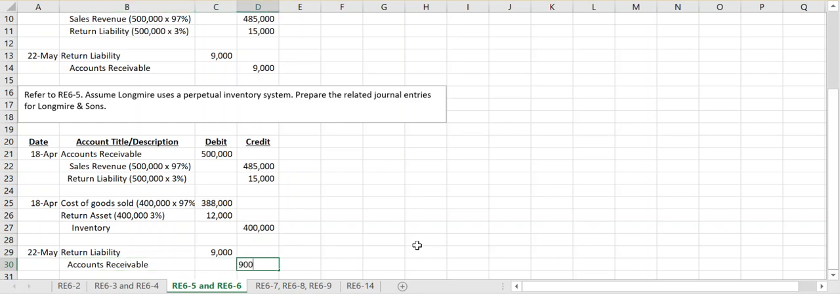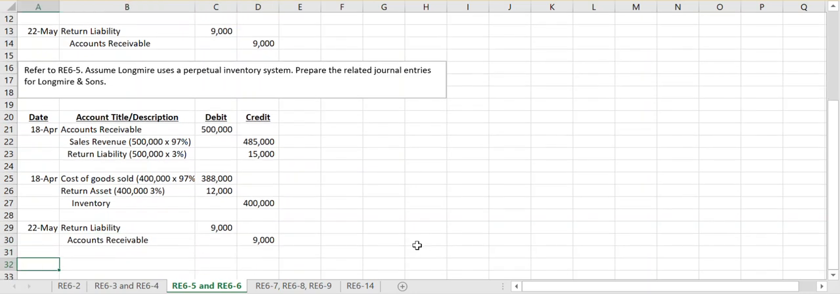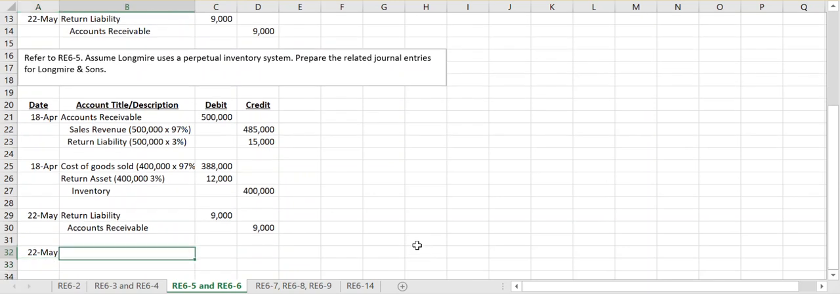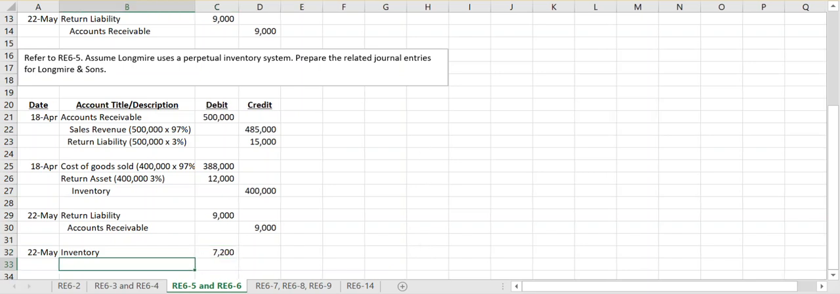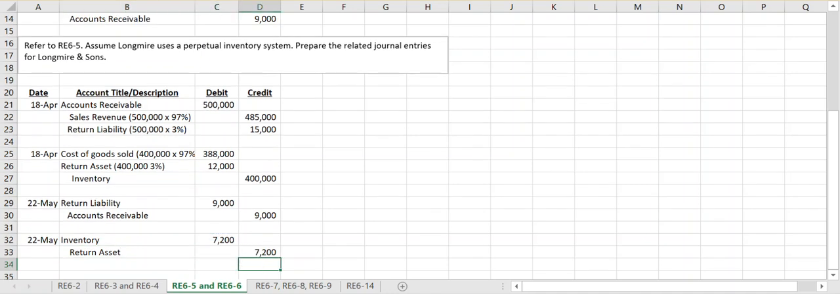We're going to be receiving less money from that customer in the future because they've returned something to us. And then we have to record what in fact they've returned. We now got back some of our inventory in the amount of 7,200. That was the cost value that they told us that we had. And I'm now going to reduce my return asset. So I estimated that I was going to get back around $12,000 in assets, and now I got back 7,200 of that.